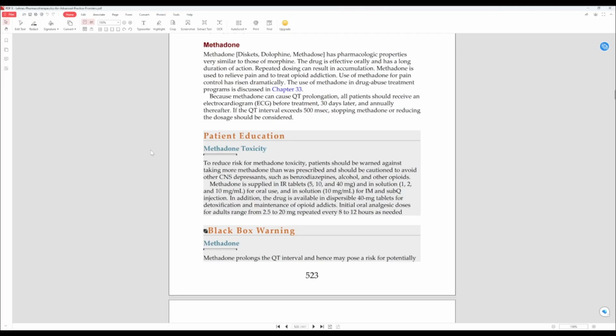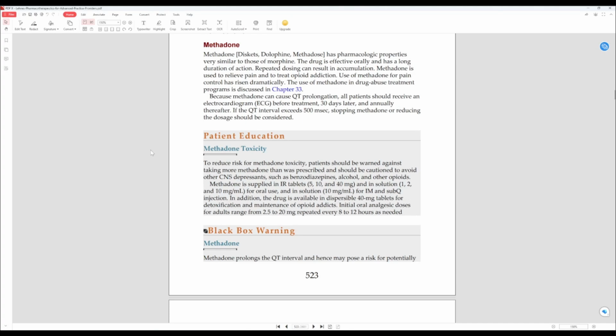The use of methadone for pain control has risen dramatically. The use of methadone in drug abuse treatment programs will be discussed in more detail in Chapter 33. Because methadone can cause QT prolongation, all patients should receive an electrocardiogram (EKG) before treatment, 30 days later, and annually thereafter. If QT intervals exceed 500 milliseconds, stopping methadone or reducing the dosage should be considered.